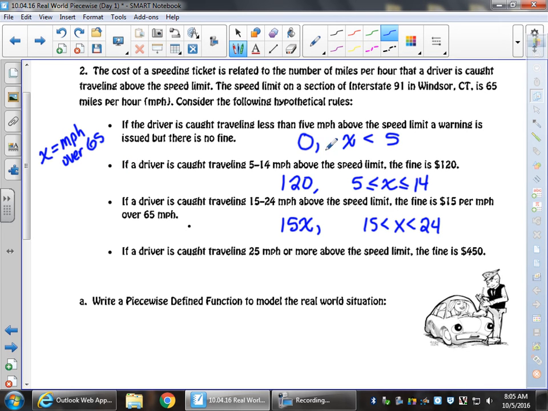Okay, so now we're in better shape. 5, 5, 14. Uh-oh. What happened here? We need to add the equality sign. Well, see how 5 picks up with 5? I have strictly, but then I have my equality. Here, 14 is definitely accounted for.